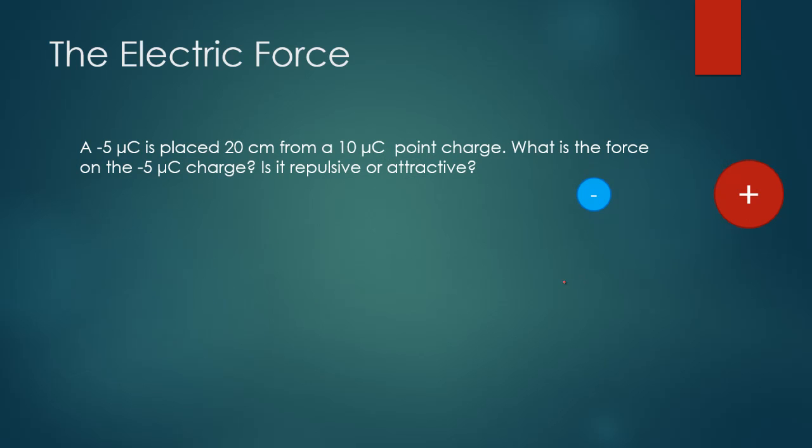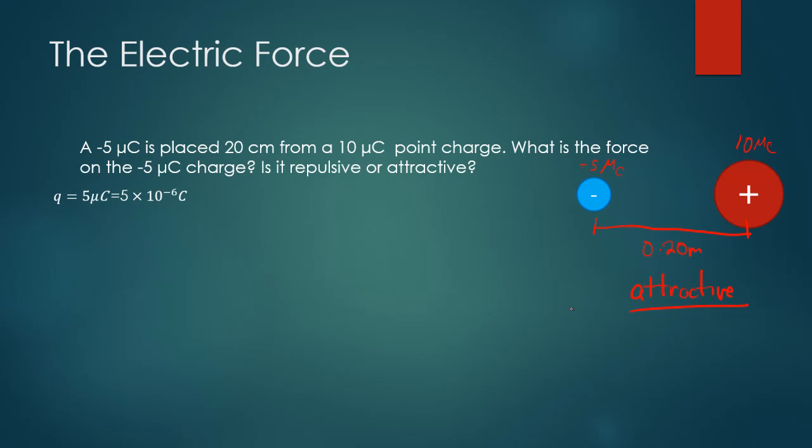And so if I were to look at an actual example problem, we have the electric force. We have a negative 5 microcoulomb charge that's placed 20 centimeters away from a 10 microcoulomb charge. What is the force on the negative 5 microcoulomb charge, and is it repulsive or attractive? We can answer repulsive or attractive right off the bat. We have a negative charge and a positive charge, so these are opposite charges, which means they're going to be attractive.